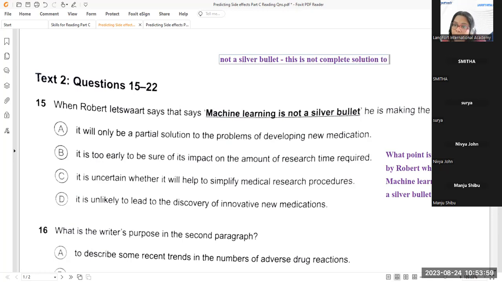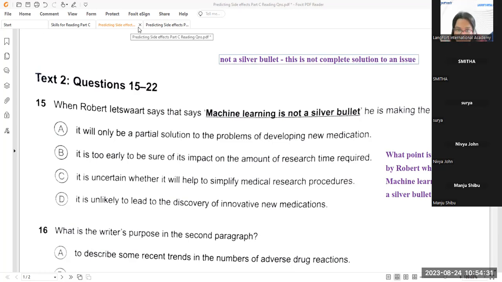But does it solve the problem to an extent? Yes, it does. But it's not a perfect or a complete solution to an issue. So here Robert says machine learning is not a silver bullet, so he's talking about machine learning not being a complete solution to an issue. But we need to figure out what exact point he is trying to make by saying that. So remember this, when something is not a silver bullet, we basically mean it's not a complete solution to an issue. Keep that in mind.